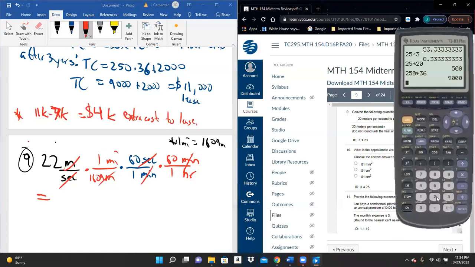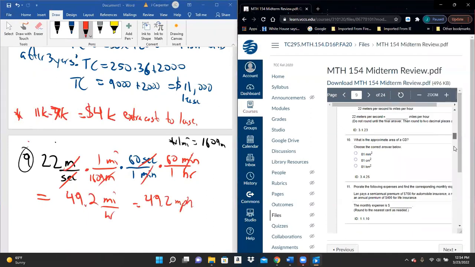Calculator. So we're taking the 22, we're going to divide it by the 1609. Then we multiply it by the 60, and we multiply it by the other 60. By the way, there are 3,600 seconds in an hour because 60 times 60 is 3,600. And we end up with 49.2 if I round to the nearest tenth, and that would be miles per hour, or 49.2 mph.